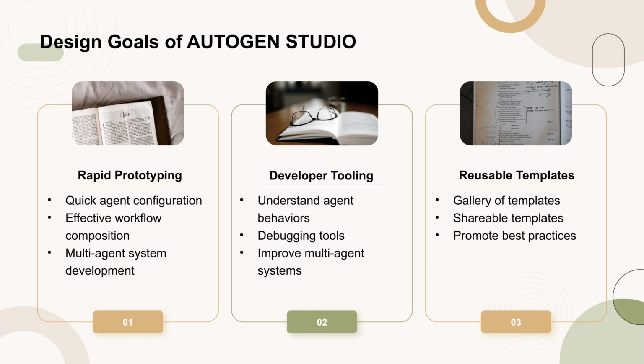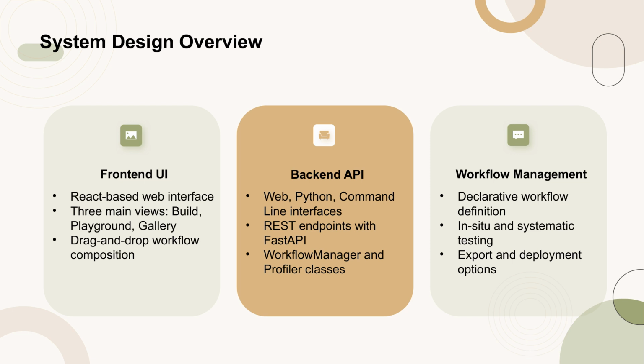multi-agent solutions. The system design of AUTOGEN STUDIO is divided into 2 main components, the front-end user interface and the back-end API. The front-end UI is built using React and features 3 main views: the build view for creating multi-agent workflows, the playground view for interactive task execution and debugging, and the gallery view for sharing and reusing agent templates. The UI supports a drag-and-drop interaction for composing workflows.